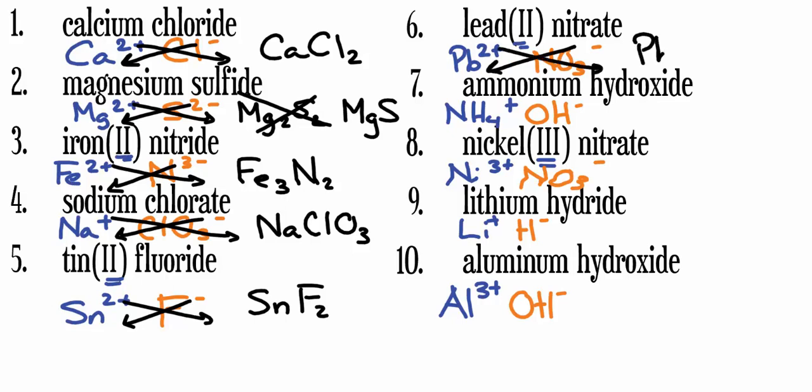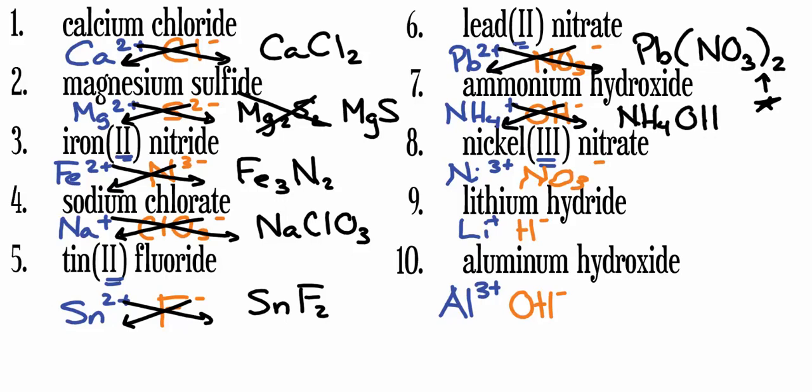Pb(NO3)2 for the lead 2 nitrate. Notice there are multiples of the polyatomic ion, so it had to go into parentheses so no one thinks that we've got 32 oxygens for every 1 nitrogen. Ammonium hydroxide, NH4OH. Notice the H's do not come together, so we see a very clear separation of the ions.